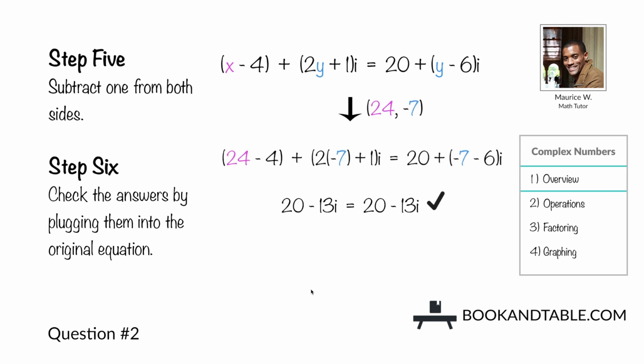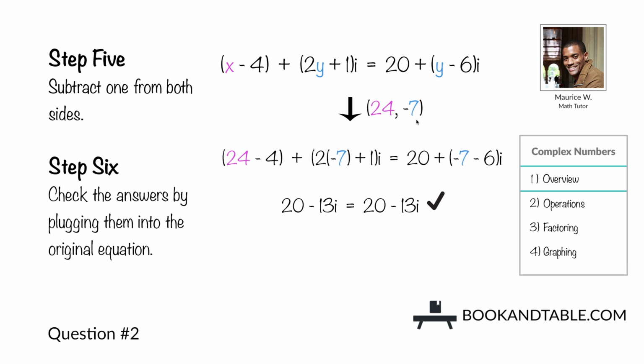And now that we know the values for both x and y, we can check the answers by plugging them into the original equation. x minus 4 plus 2y plus 1i is equal to 20 plus y minus 6i. So we plug in x is equal to 24 here, and we get 24 minus 4, which is equal to 20. And the real number on the left side, 20, equals the real number on the right side, 20. So that confirms that x is equal to 24.